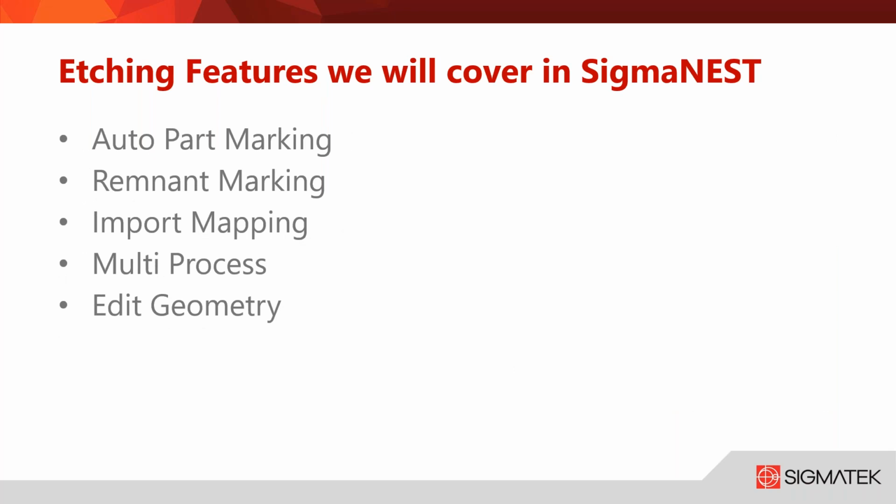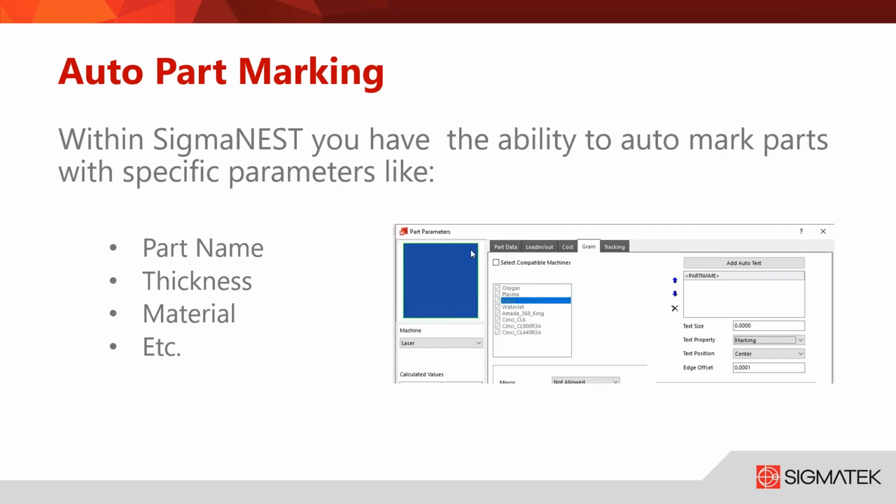Some of the etching features we will cover in SigmaNEST today are auto part marking, remnant marking, import mapping, multiprocess, and edit geometry. Auto part marking gives you the ability to put auto text on the part itself. Let's say you want to put your part name, your thickness, and your material and have it etch onto the part automatically whenever you bring in parts. You can use this feature.